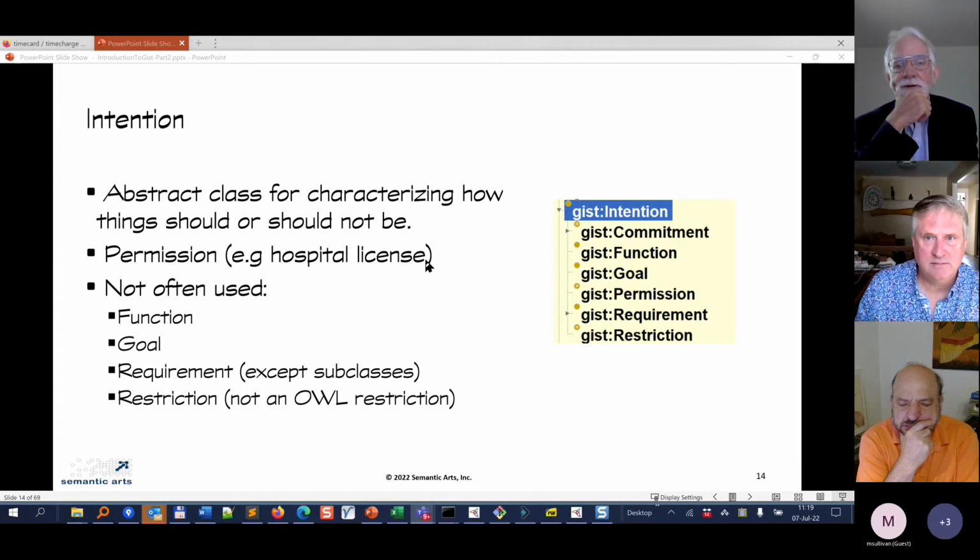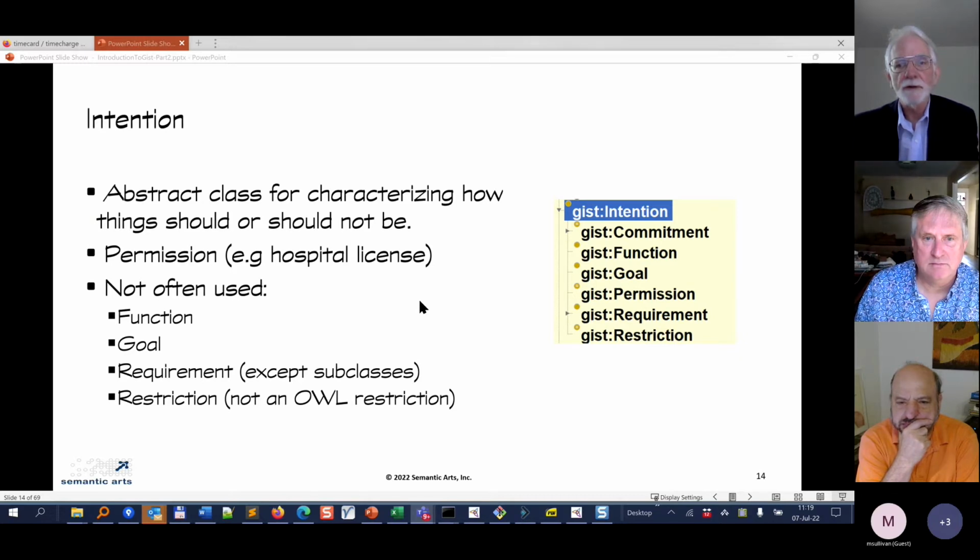We also have a variety of other things in GIST, which have been there for a long time, but in my experience they don't get a lot of use. Functions, goals. Now, there are a variety of subclasses of requirement, which we'll get into, including specifications and catalog items, which are quite important. And we also have a restriction, which is something that you're supposed to not do. But again, we don't use that very often, and it's an unfortunate duplication of the name restriction, which is part of the OWL language. This is a different restriction.